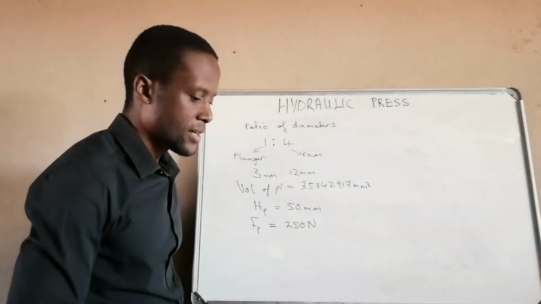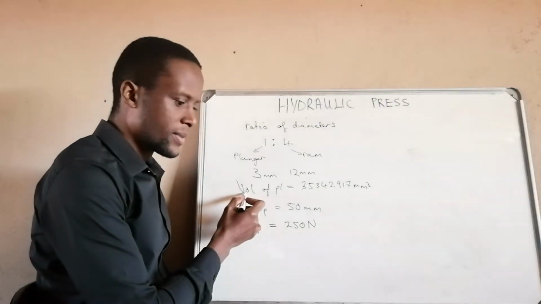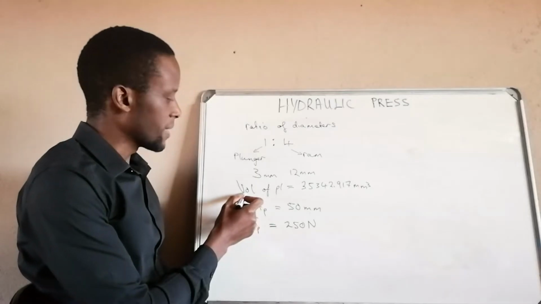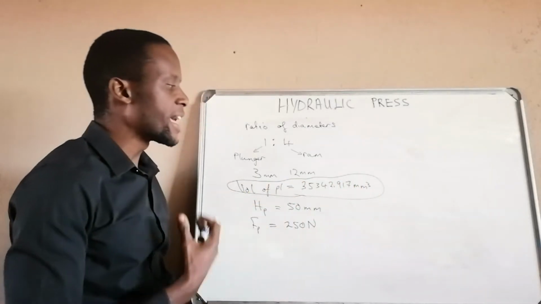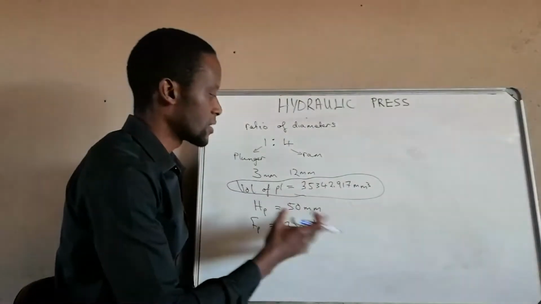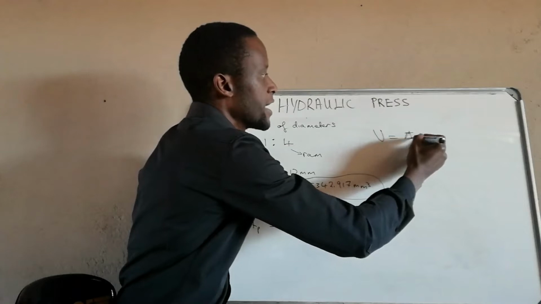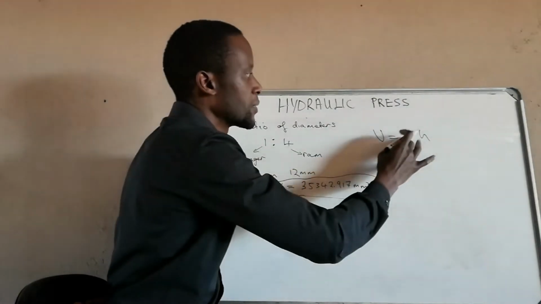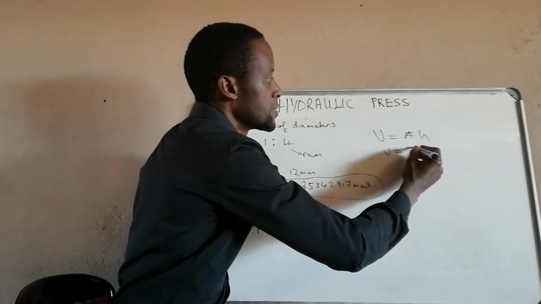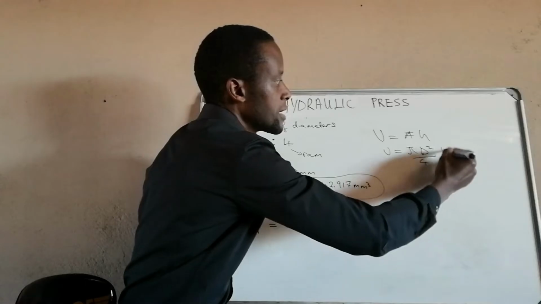The next question says calculate the diameter of the plunger piston. So what we have is the volume that is displaced by the plunger. We are not given the area, we are not given the diameter. We're actually calculating for the diameter. So what we know is that volume is equal to the area times the height, but in this case we do not need the area, we need the diameter. So volume is equal to pi times the diameter square over 4 times the height.